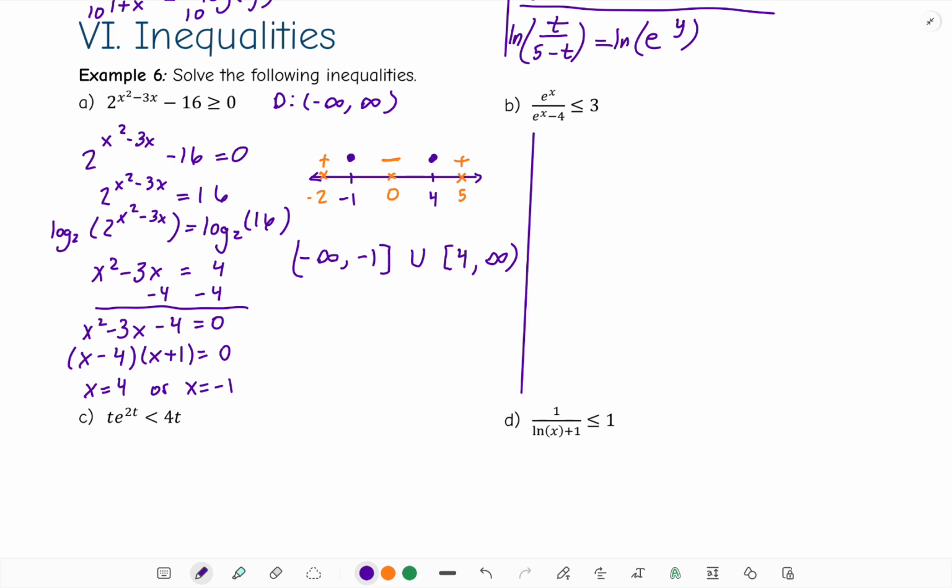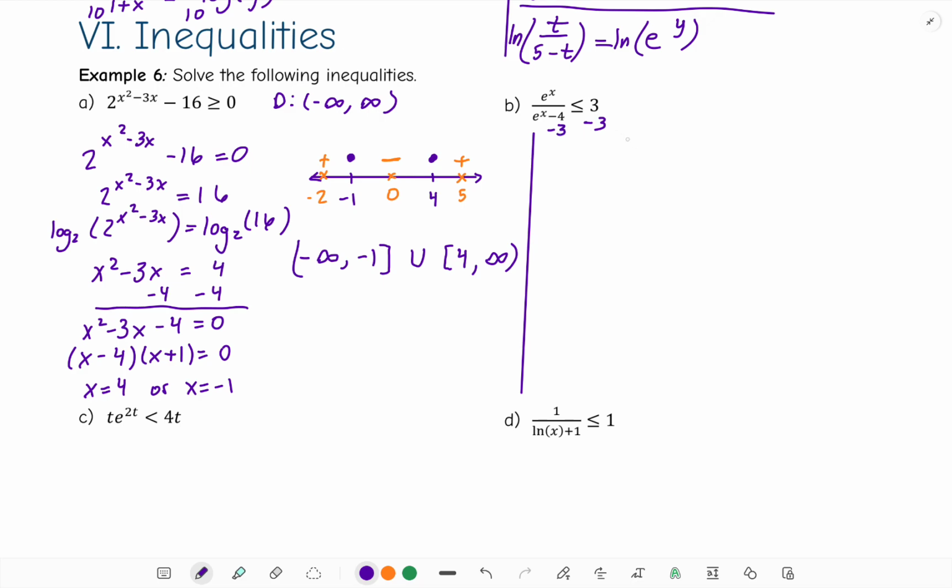Okay. So for this next one, you might be tempted to multiply by the denominator because that's what we do with equalities. But my question for you is, is e to the x minus 4 negative, or is it positive? If you plug in some values, you'll find out it's sometimes positive, sometimes negative. If we plug 0 in for x, it's negative. But if we plug 4 in for x, it's positive. Because it switches between negative and positive, you don't know whether to flip the inequality or not. So if you have a variable in the denominator, don't multiply by the denominator.